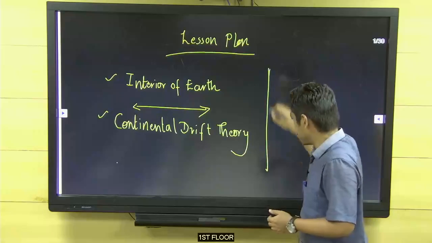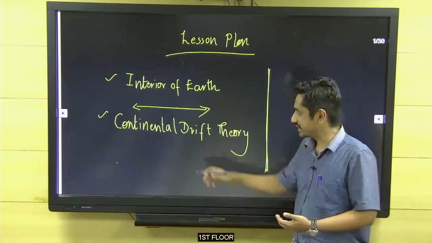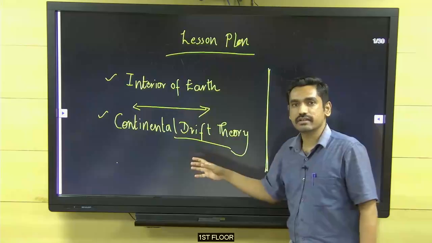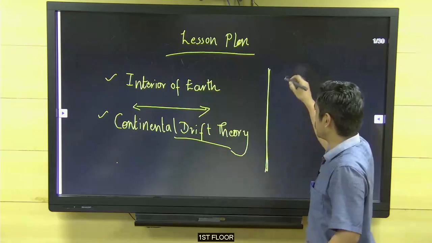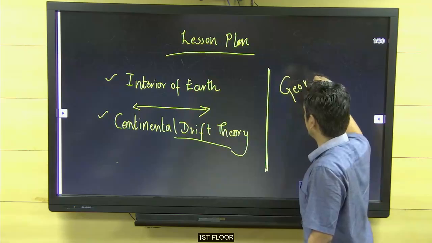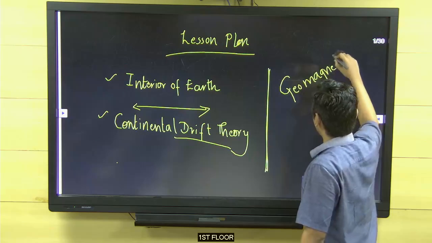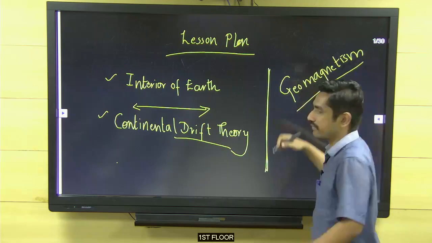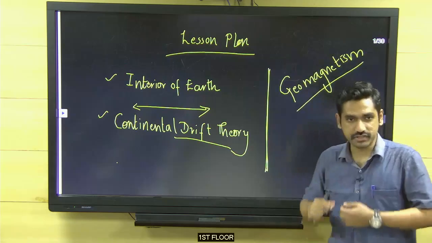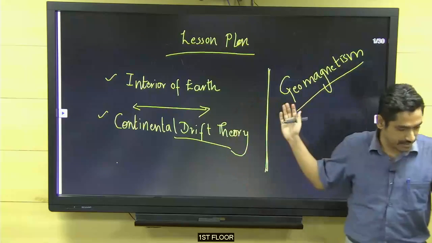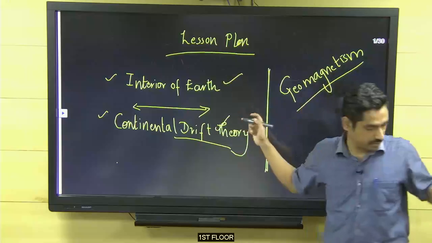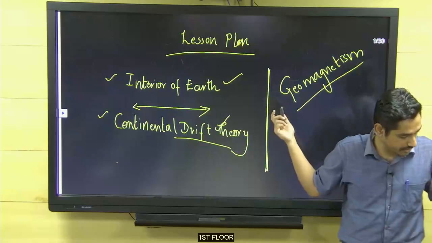So after this, it depends upon whether time permits or not. Once CDT is done, CDT is quite a comprehensive theory. So let's say we finish it, then we might be stepping into geomagnetism. That will work out based on time. Under geomagnetism, we have two related concepts. One is paleomagnetism, and then second one is seafloor spreading. So that is the lesson plan, but these two will definitely be done. We have quite some time, but the others I really can't predict.